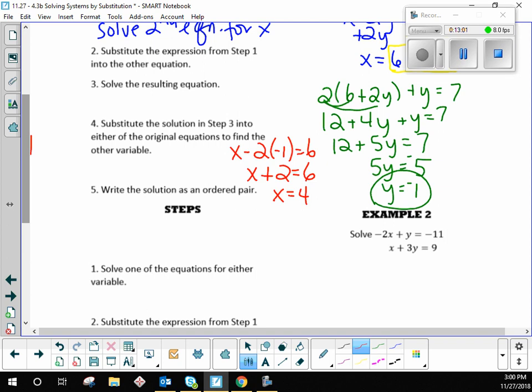And then the very last step 5 is write the solution as an ordered pair. So here's my x, there's my y as an ordered pair. It is 4 comma negative 1 with parentheses. Right? So you take a moment and try that next example.